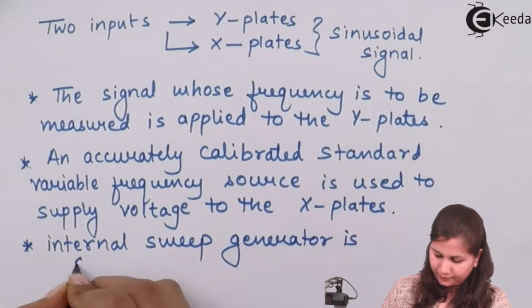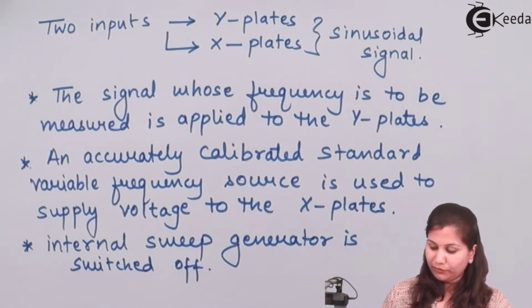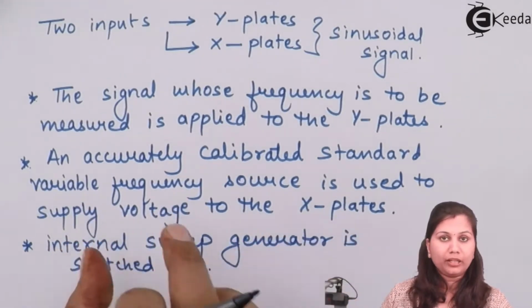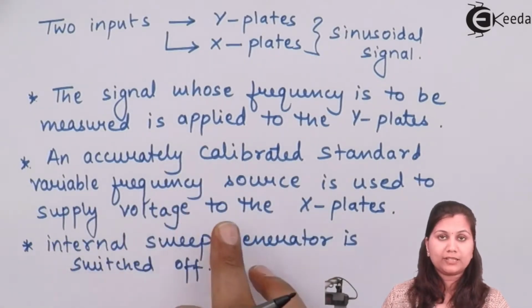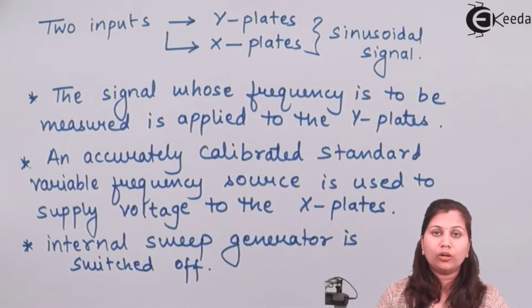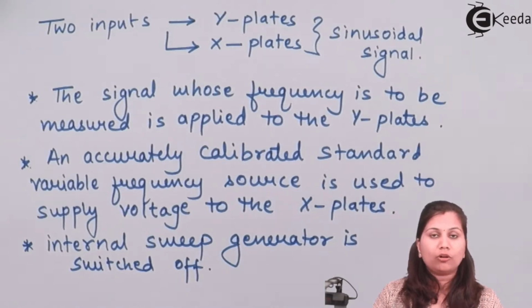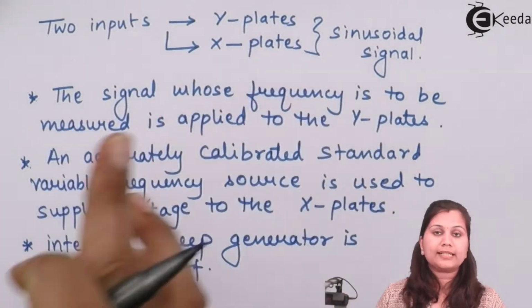Now for the measurement of frequency, we are going to adjust the frequency of this standard variable frequency source such that on the display screen of the CRO we get either a circle or an ellipse. So the Lissajous pattern which we get on the display screen will be either a circle or an ellipse. Because whenever we obtain a circle or an ellipse as a Lissajous pattern, it shows that the frequency of both the sinusoidal signals is equal.